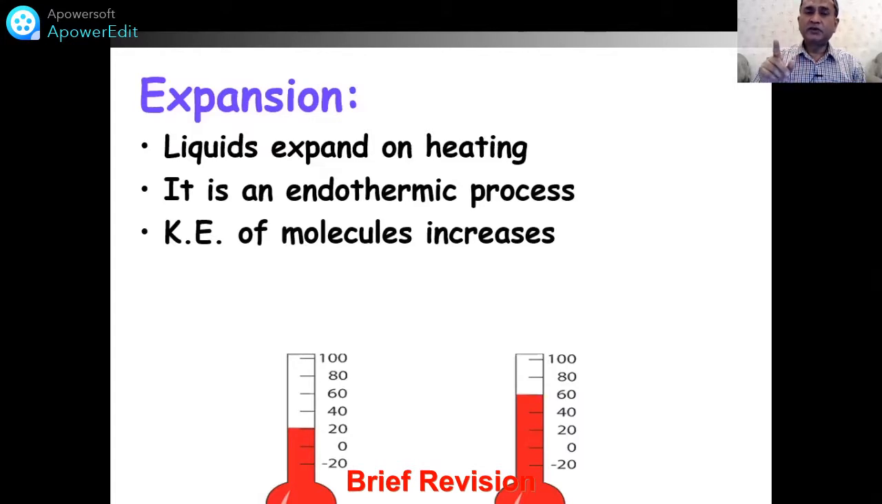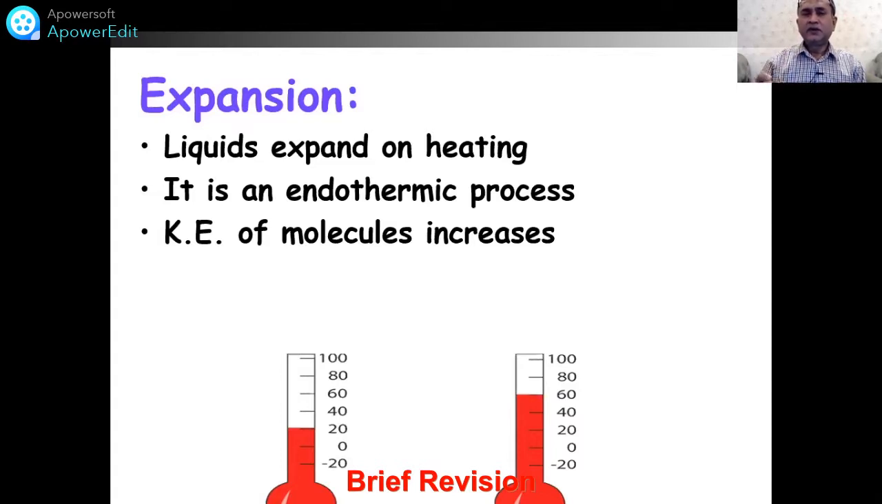Expansion is an endothermic process. Expansion means something is increasing, like the column in the mercury thermometer is increasing. So the mercury is absorbing heat, and this is called an endothermic process. Endo means in which heat is being absorbed. The reverse of it is exothermic, in which heat is being lost. So in what case would it be? It would be contraction. Expansion is endothermic, and contraction is exothermic.